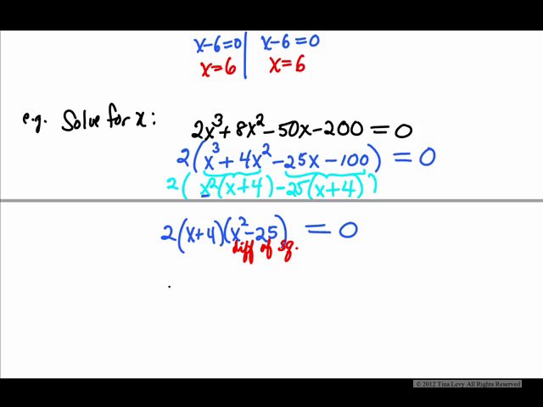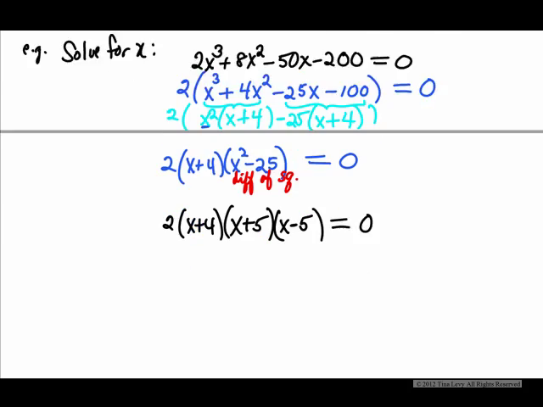Our factors are 2 times x plus 4. Then it's difference of squares. The way I got x squared was x. Then I have 25 with 5. One is plus, the other is minus. I now have 4 terms being multiplied, but I need to get 0. The number 2 will never be 0, so I can't set it equal to 0, but I can set each of these parentheses equal to 0. So we only set the parentheses equal to 0.